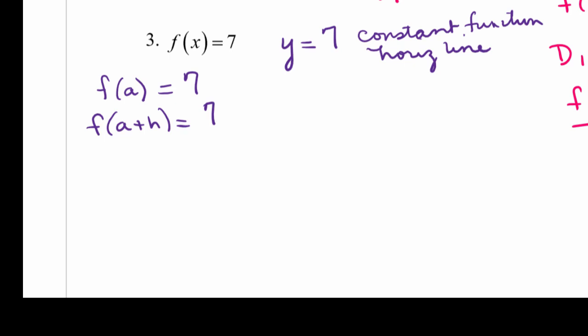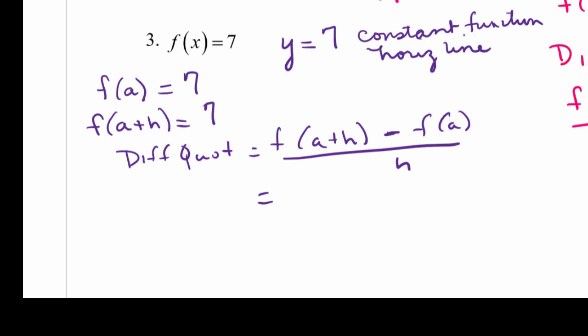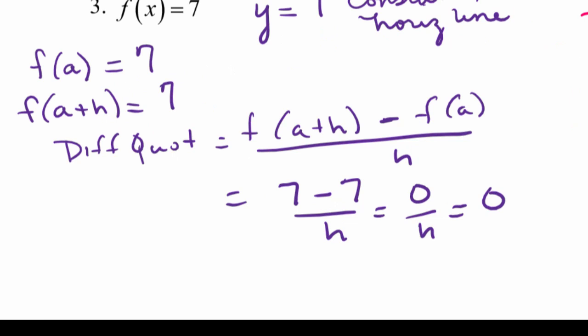So that means that the difference quotient is, and again, f of a plus h minus f of a all over h. So 7 minus 7 all over h, which is 0, divided by h, which is 0. So this is an interesting difference quotient. When you have a constant function, your difference quotient is 0. So our difference quotient is 0.